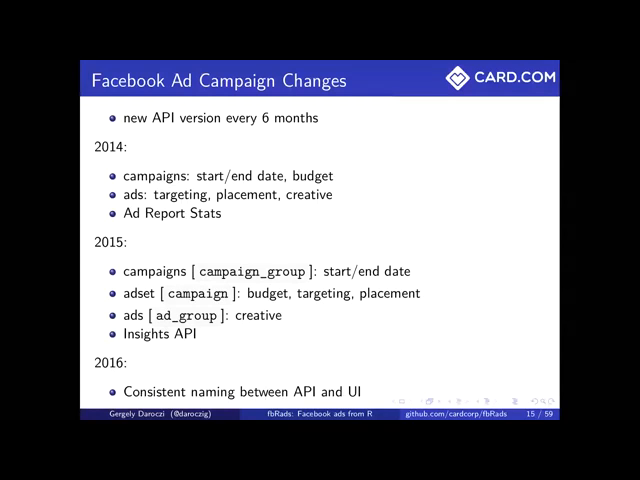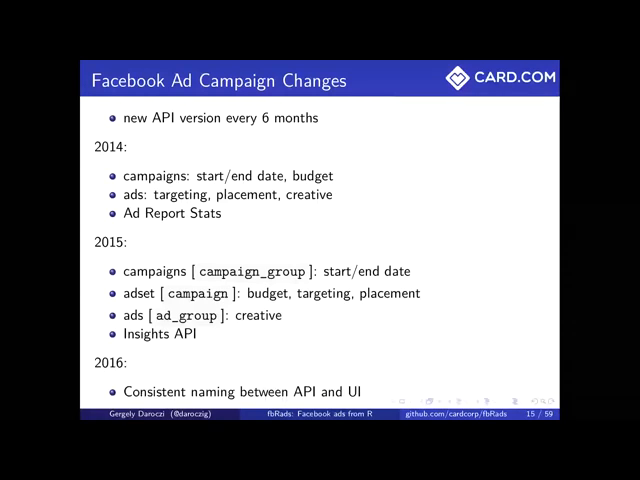Good news: this year, with the new version of the API, version 2.5, Facebook decided to have a consistent naming schema between the API and the UI. So now both the UI and the API use the campaign, ad set, and ad terms, which is pretty cute.